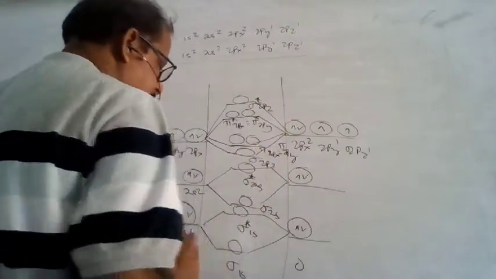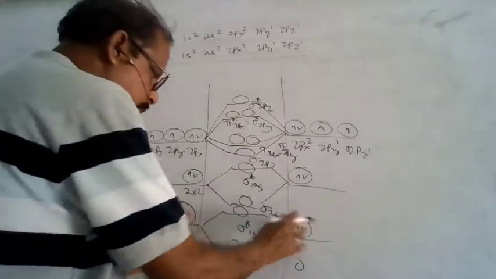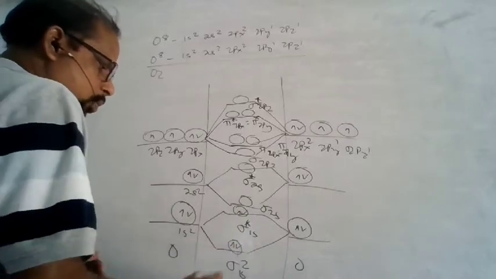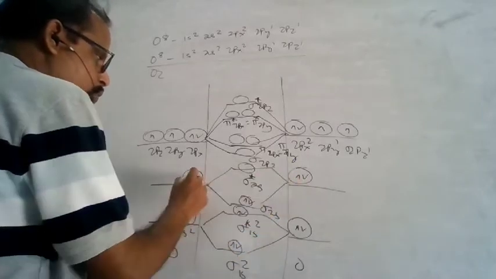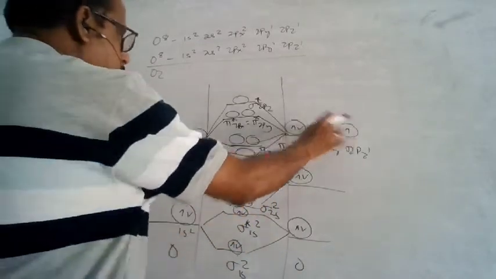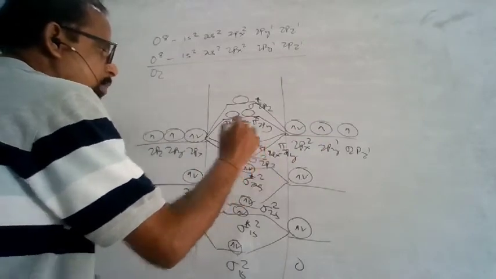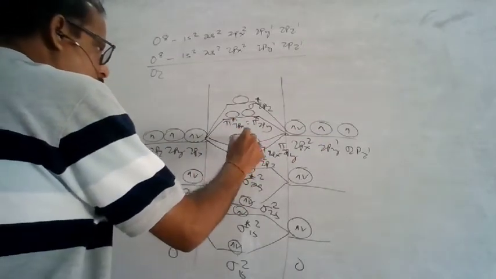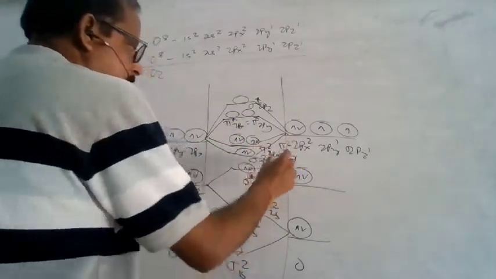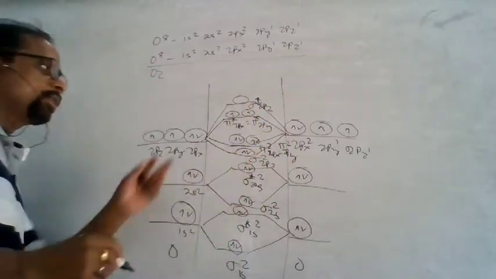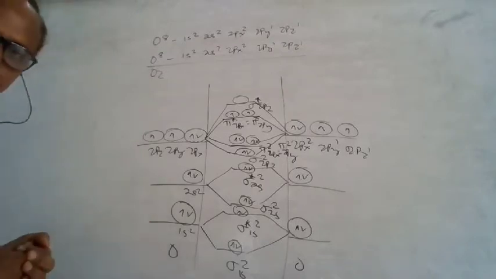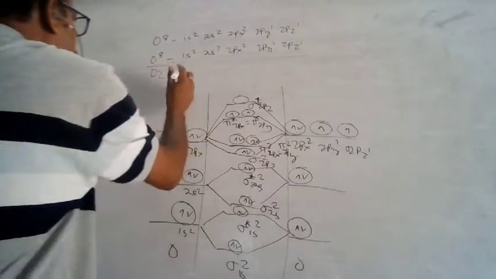Here is one oxygen atom, here is another oxygen. The configuration is 1s2, 2s2, then 2px, 2py, and 2pz. According to Hund's rule, the configuration is like this. This is one oxygen atom, and on the other side are the other oxygen atoms, with 2px, 2py, 2pz: 1, 1, 2, so 2 electrons will be here. So this is all about the oxygen.